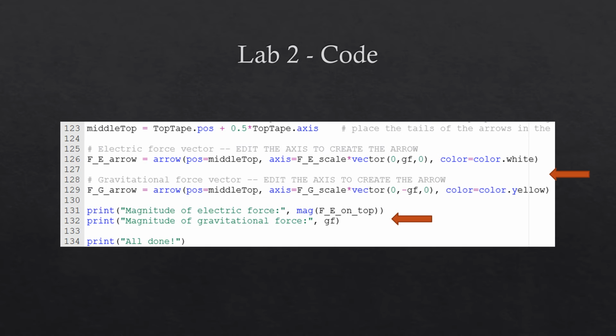This is the last part of our program. This function creates two resultant vectors as arrows and aligns the bottom of these arrows at the top tape. It also creates the visual objects, arrows in this case, that will show the magnitude and direction of the electric force vector and the gravitational force vector. Finally, the code will print the calculated values of the magnitude of the electric force on the top tape and the magnitude of the gravitational force on the top tape. We will also see an interesting finding in the computational model that was created by our code.